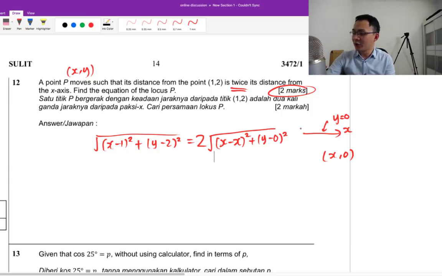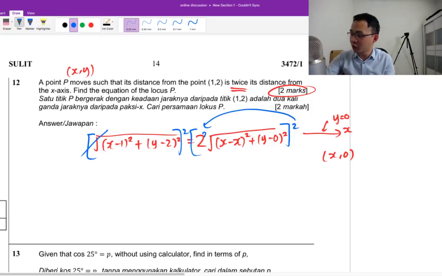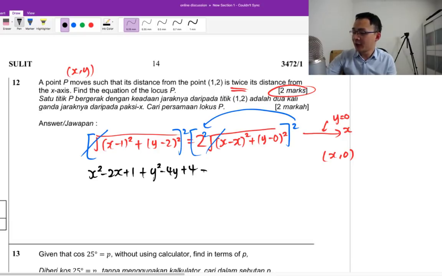Okay, then I will square both sides because I want to get rid of the square root. So cancel. This one we have 2 here, and when you square both sides, 2 squared, you get 4, and then you cancel out this one. So here I will just expand this one. You get x squared minus 2x plus 1 plus y squared minus 4y plus 4. Then on this side you get a 4 here, and x minus x is gone. y minus 0 is y, so you get 4y squared here.